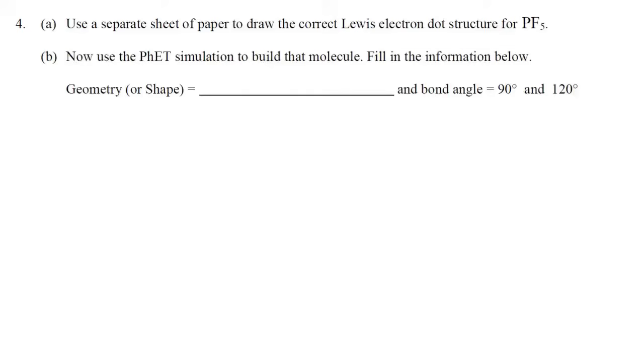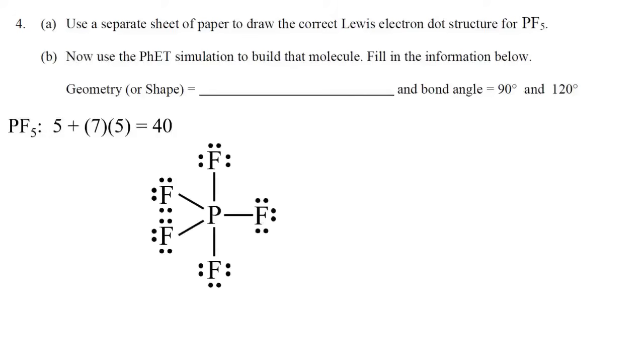You may recall from the previous video that PF5 is an example of a hypervalent molecule, which breaks the octet rule as the central atom has more than an octet. So to count the number of valence electrons, it will be 5 for phosphorus plus 7 for fluorine times 5. That's 40 valence electrons. We'll put the phosphorus atom in the center, and we have 5 single bonds to that phosphorus atom. Now let's use the PhET simulation to build this molecule.